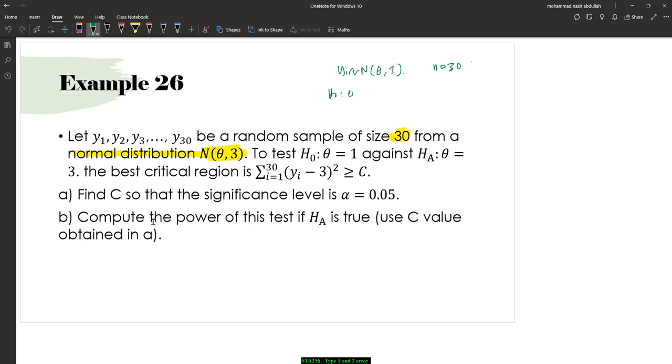Null hypothesis, theta is equal to 1. Alternative hypothesis, theta is equal to 3. So the critical region, the rejection region, is the summation of i equal to 1 until 30 of (yi minus 3) squared more than or equal to c. So I hope you're paying attention on this. The question asks us to find c so that the significance level is alpha equal to 0.05.